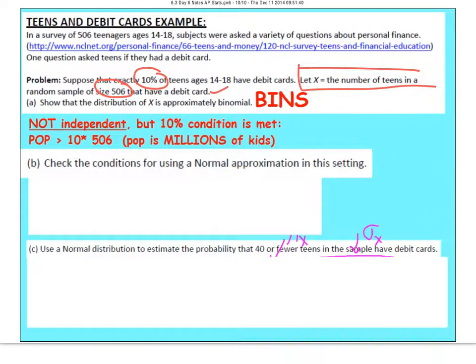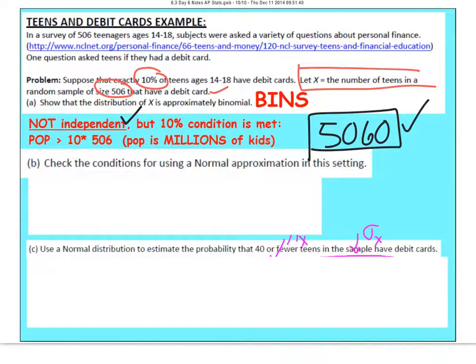And this is where it gets somewhat general. They're going to say here, yes, the population is going to be greater than 5,060 students. We don't know at this school, but we would just say yes, we're going to assume the 10% condition is met as long as the population at the school has at least 5,060 students. And the population is millions of kids. There's millions of teenagers from 14 to 18. Okay, so I can choose in this case to do the normal approximation.